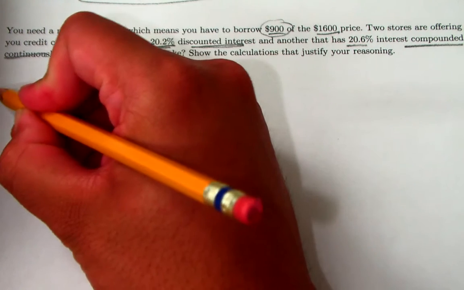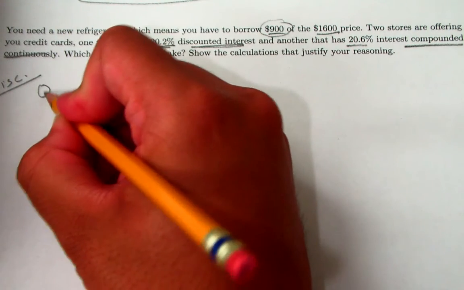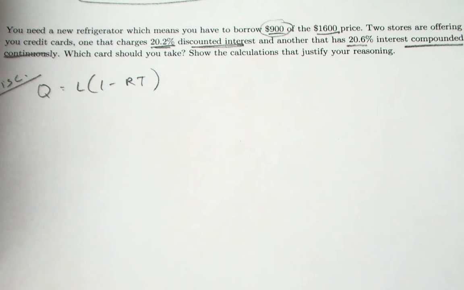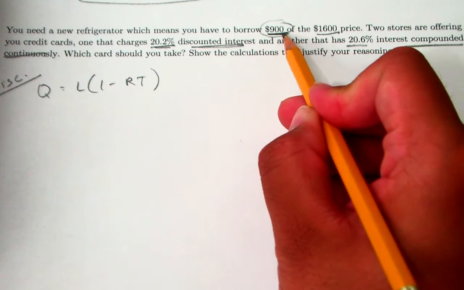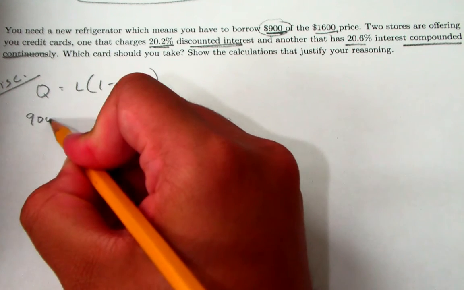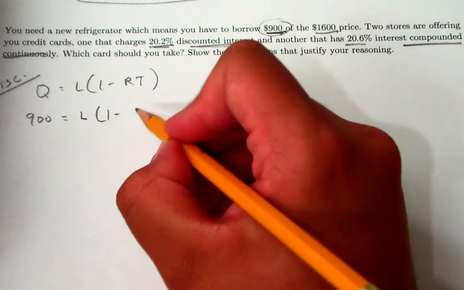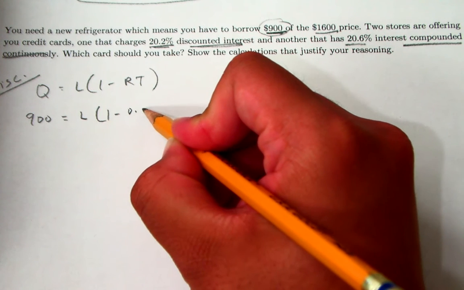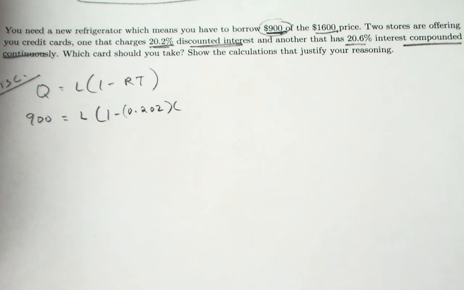So let's look at the discounted rate first. That's the method we learned first. The discounted rate formula is this one right here. We just saw in the previous video that the amount I receive is going to be $900. The amount I have to pay back is going to be L, 1 minus my rate, which is 20.2%, so 0.202, times the time in years, which I forgot to mention in this problem.